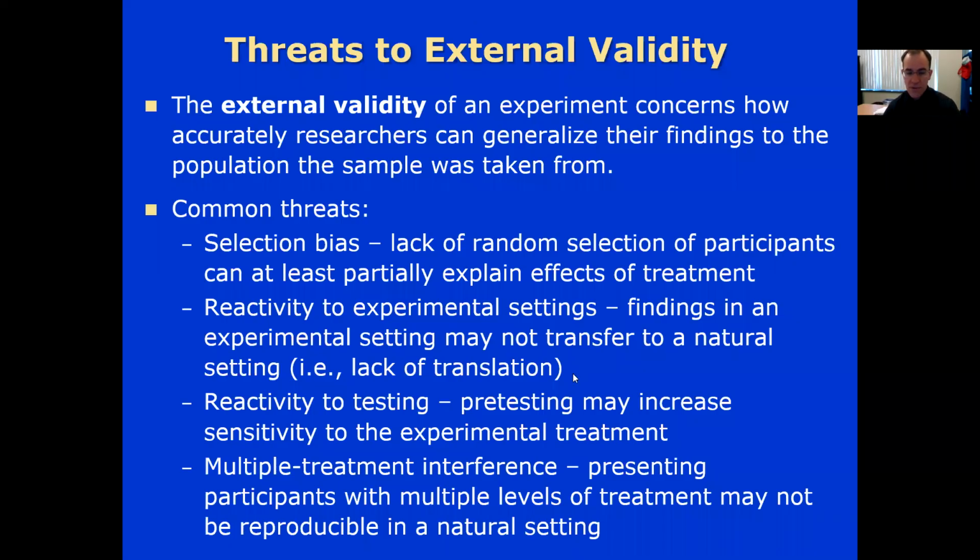The other one is the multiple treatment interference, where presenting participants with multiple levels of treatment may not be reproducible in a natural setting. So, for example, let's say you take a supplement and you gradually over time increase that supplement over a certain amount of time, and then you measure the impact that might have on the outcomes to find the most optimal dose.